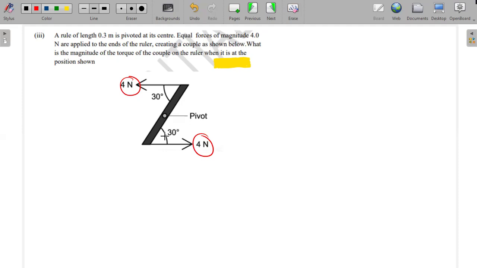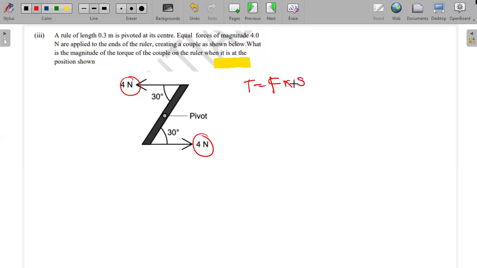So when you have such an orientation of forces, it is only going to cause rotation and not any net force. So the turning effect is going to be measured by what? By the moment of the couple. So we're going to say the moment of the couple, which is similar to torque, will be equal to force multiplied by what? Multiplied by distance.